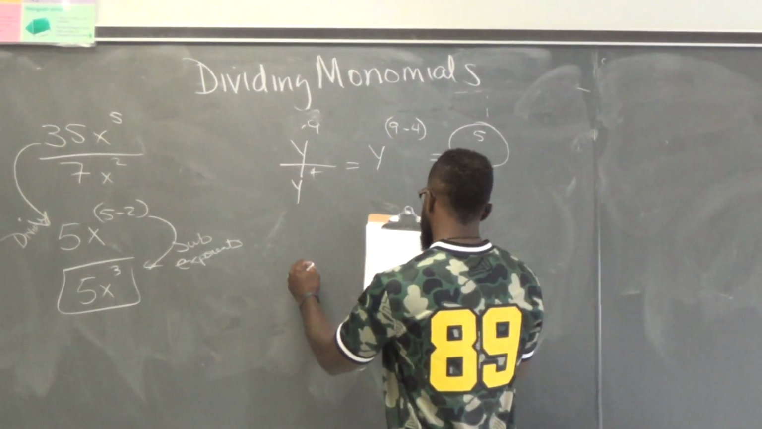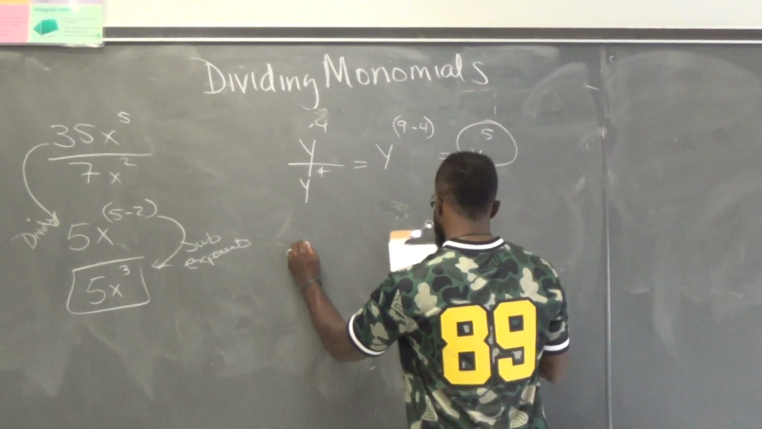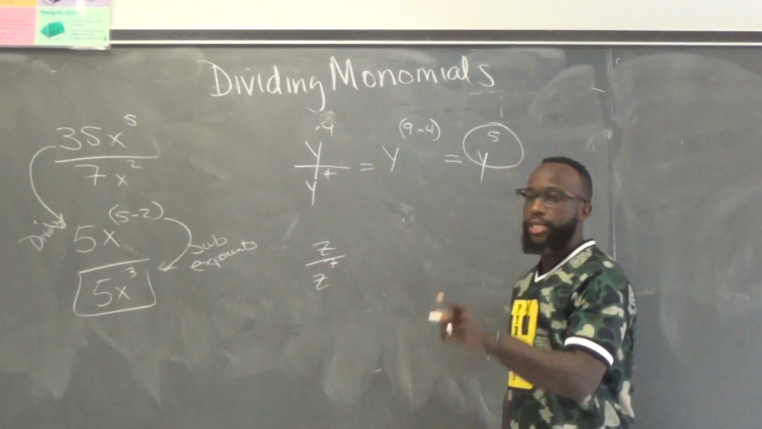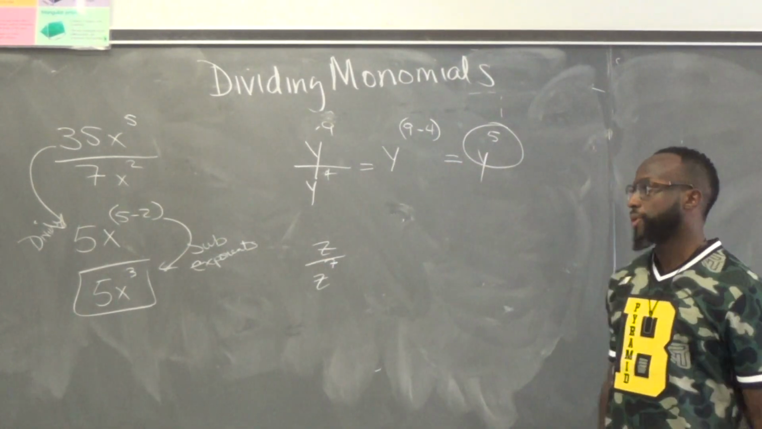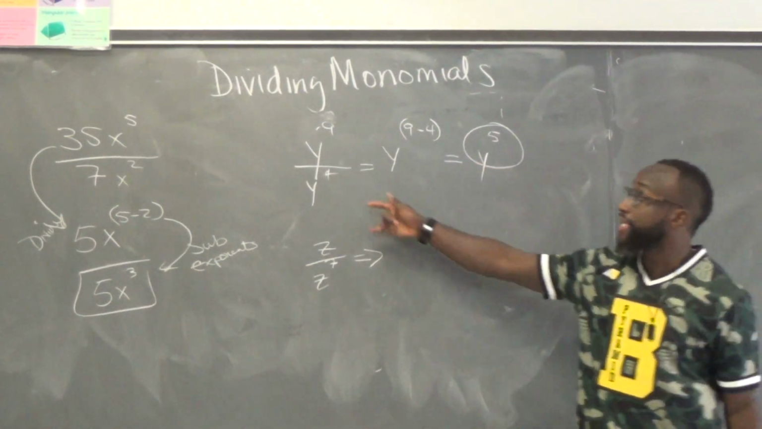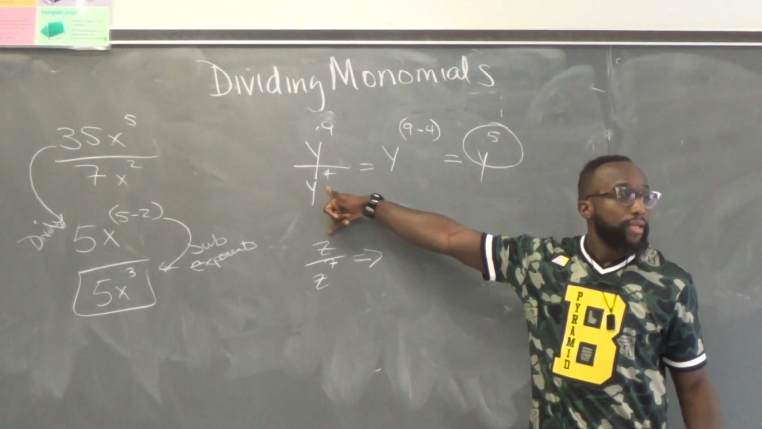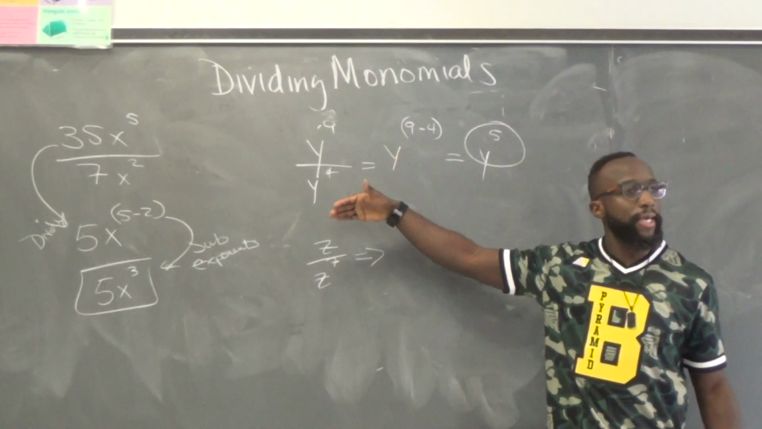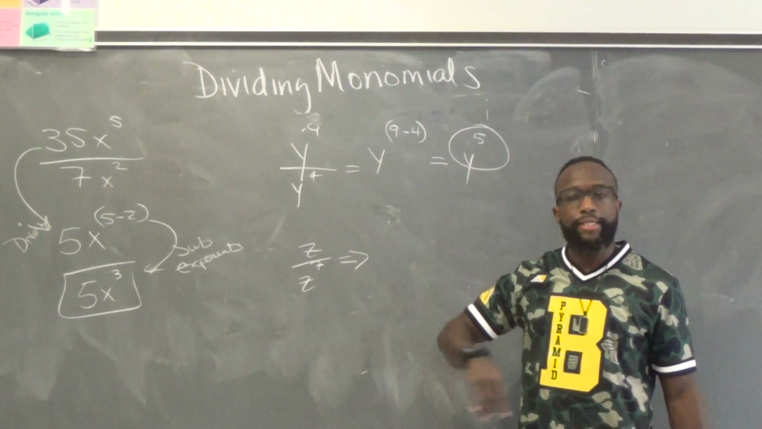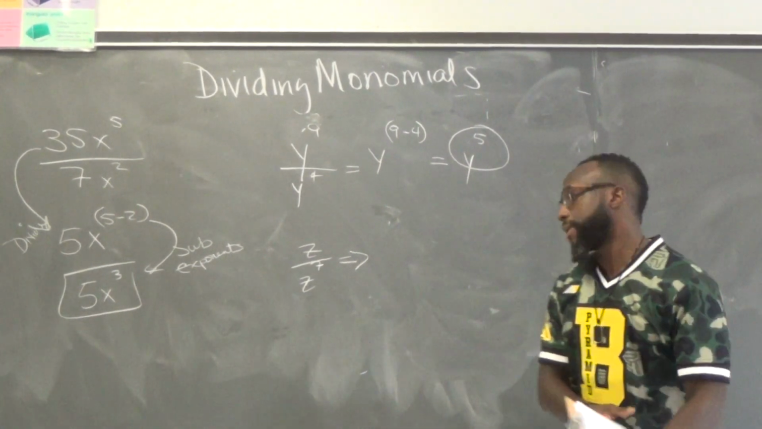Alright, so number 2. Number 2 says z over z to the 7th power. Alright, so this is your example. The numerator's exponent is less than the denominator's exponent, right? And so we're going to end up with a negative exponent. Let's just work it out.